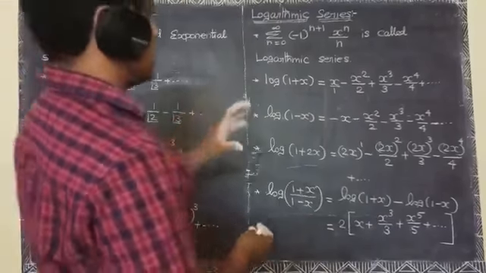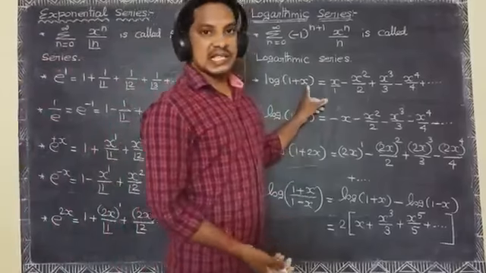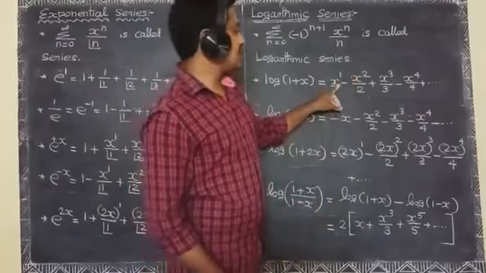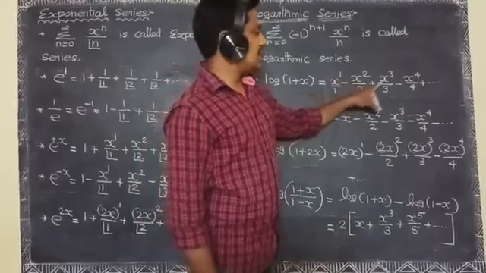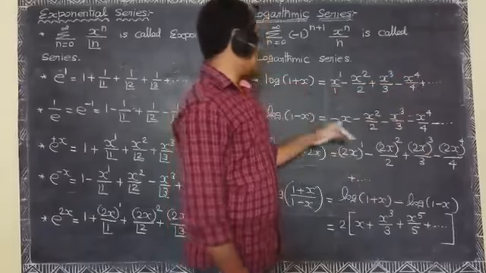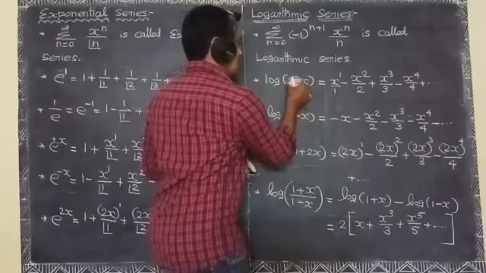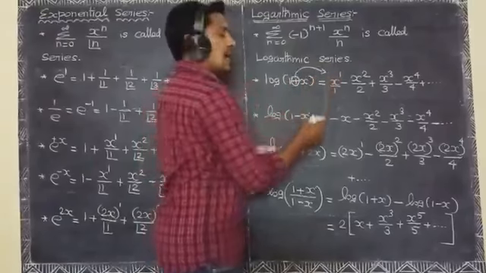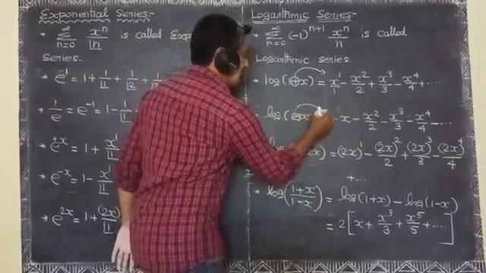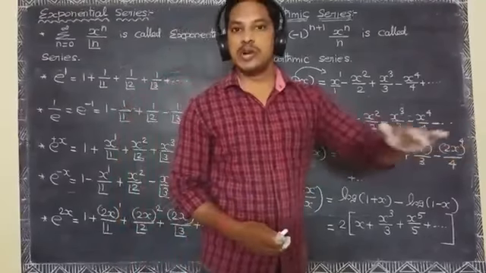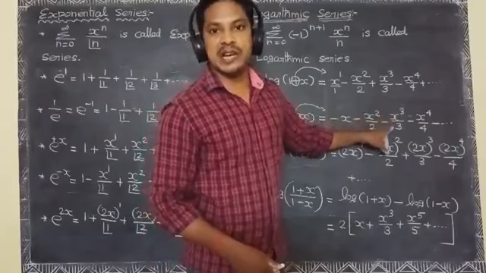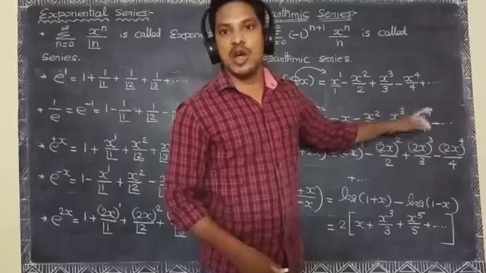Now the logarithmic series. Log of (1 plus x) equals x power 1 divided by 1 minus x square divided by 2 plus x cube divided by 3 minus x power 4 divided by 4 plus and so on. Here plus means the signs alternate, plus minus plus minus. Here minus means all the signs are negative: minus x square divided by 2 minus x power 3 divided by 3 minus x power 4 divided by 4 and so on.